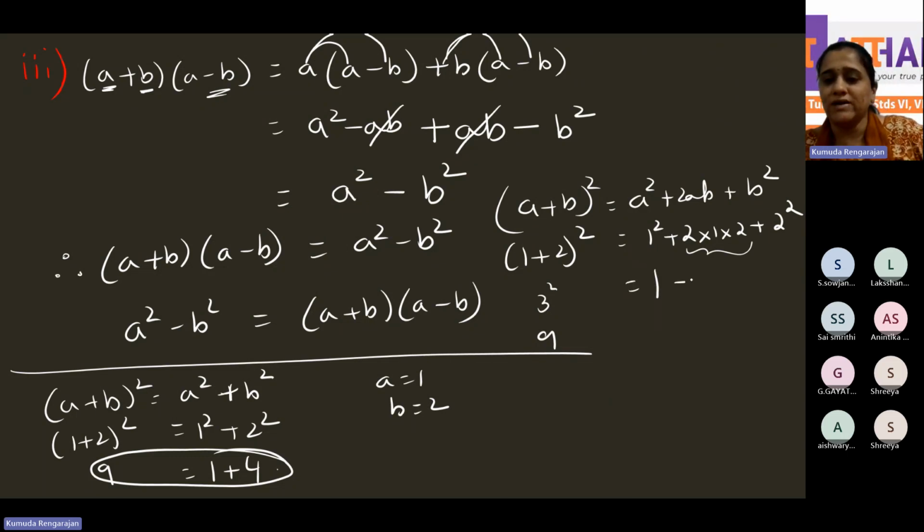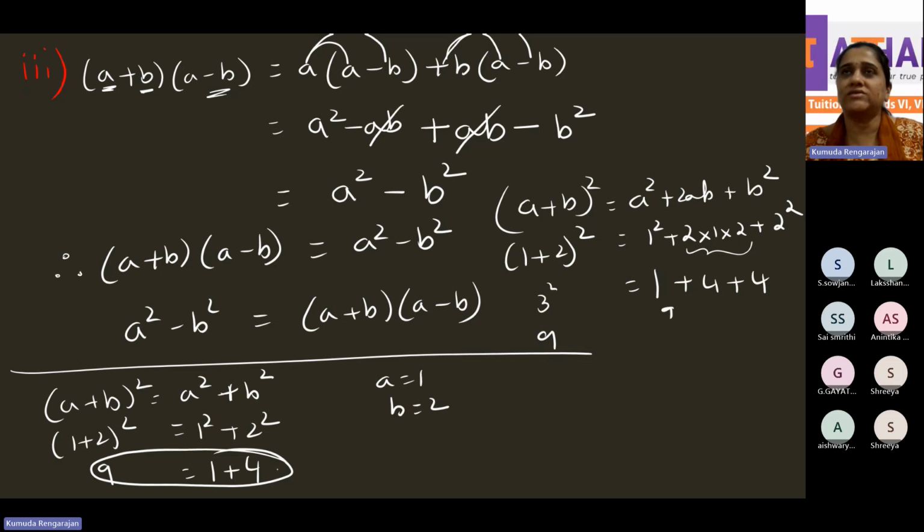1 square is 1, plus 2 into 2, 4; 4 into 1, 4; plus 2 square is 4. So 4 plus 4, 8, plus 1, 9. Yeah, here you get the same answer on both the sides. So (a plus b) the whole square is not a square plus b square, and (a minus b) the whole square is not a square minus b square.